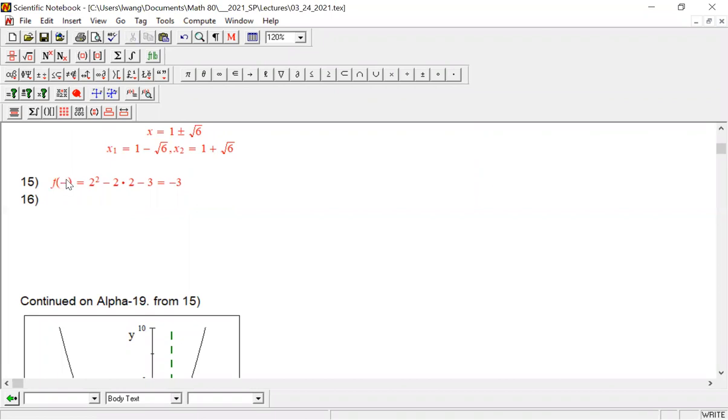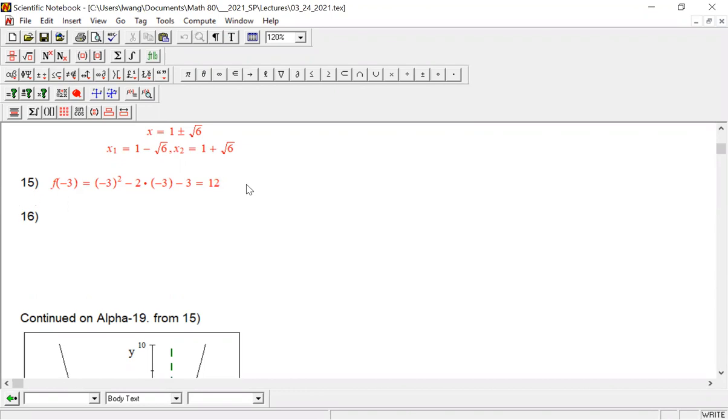It's -3, right? So instead of 2, we have a -3. So this time we're getting f of -3 is -3 squared. That's a 9. 9 plus 6, that's a 15. 15 minus 3 is a 12. Right? So the point is the vertical cut gives us a point -3, 12. So that's the vertical cut.